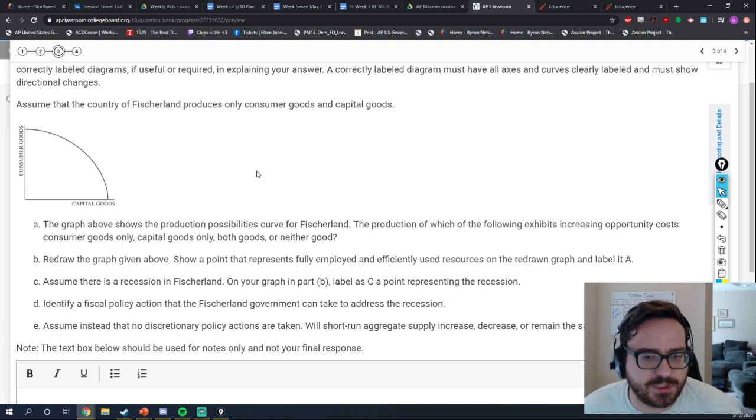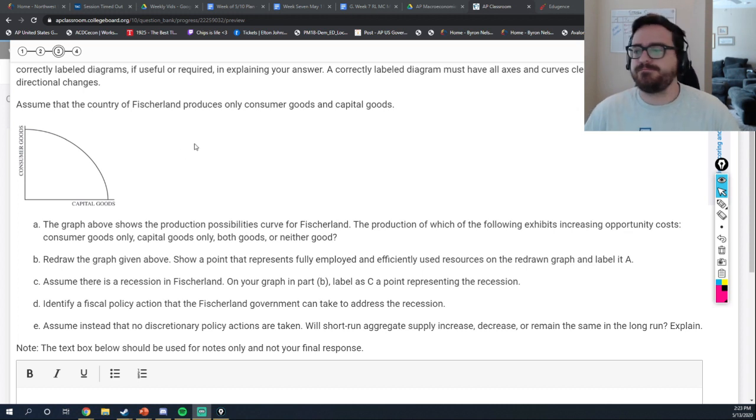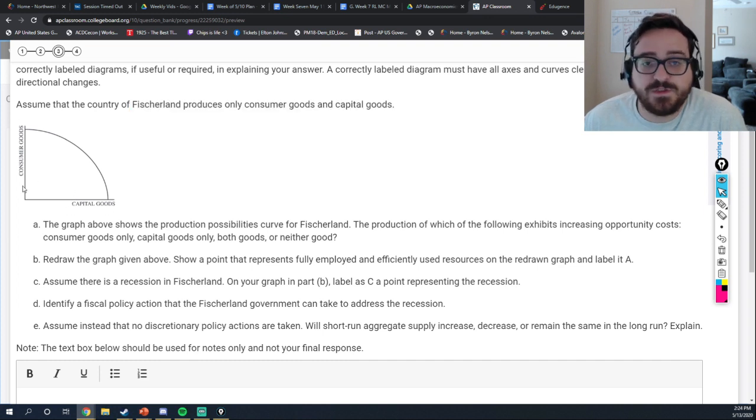Now here's a different production possibilities curve question, one that actually has a lot going on in it. So I'm going to move my picture up here to the top. So we've got Fisherland, and they produce only consumer and capital goods. Capital goods on the X, consumer goods on the Y.